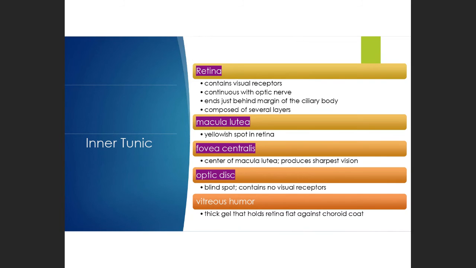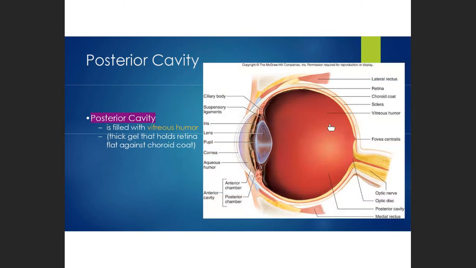And then what helps maintain the round shape of the eyeball is the vitreous humor. Whereas the aqueous humor is a clear fluid, the vitreous humor is a clear gel. This gel keeps the perfect, or nearly perfect, round shape of the eye. If the eye is allowed to change its shape, we can get something called astigmatism, where the image no longer focuses correctly on the retina, and that patient will need glasses. So the vitreous humor is a clear gel within the posterior cavity that helps keep the shape of the eye.